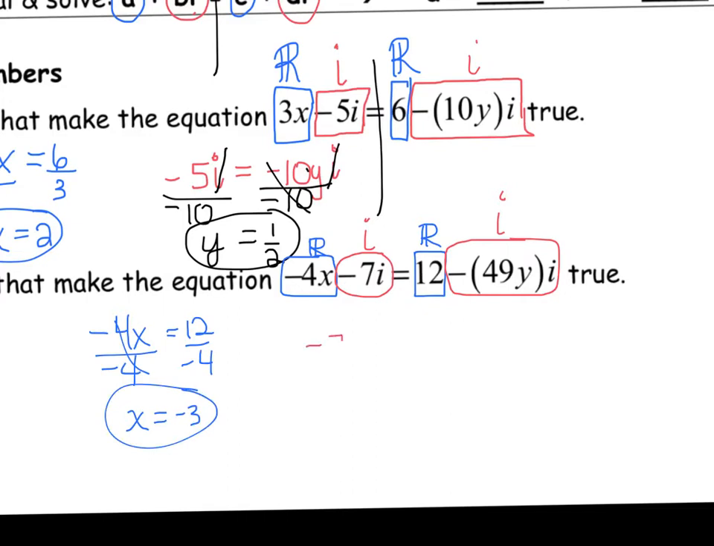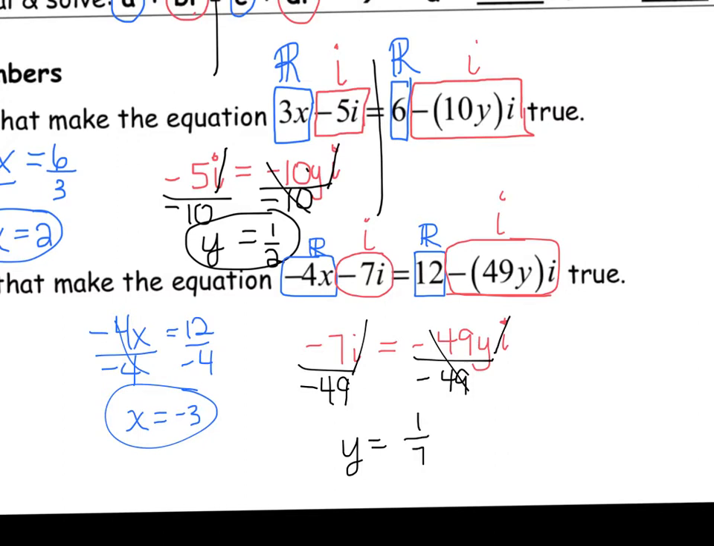And then we'll set the red parts equal to each other. Remember, all of this counts as one: negative 49yi. Again, I don't know why the book writes the parentheses. So first thing, cancel out those i's. And we need to solve for y by getting rid of the negative 49. Divide by negative 49, and that leaves us with positive 1/7.